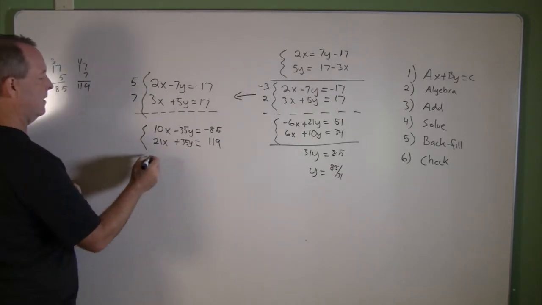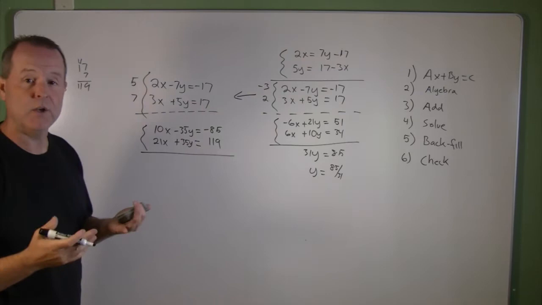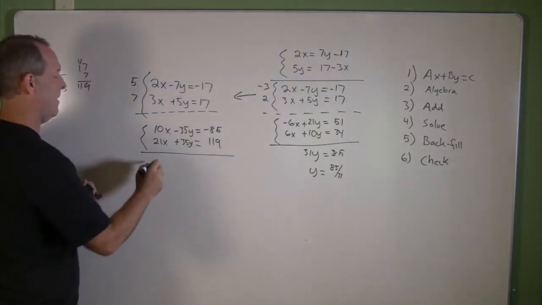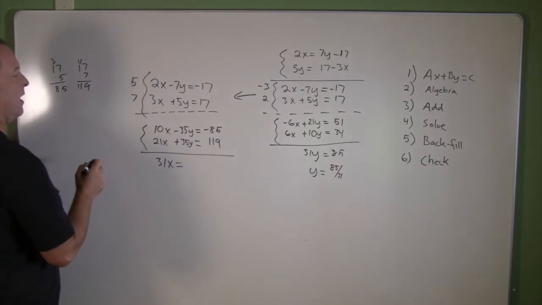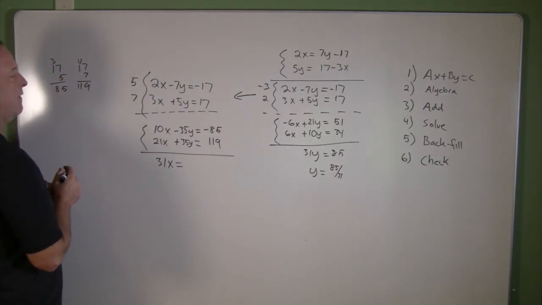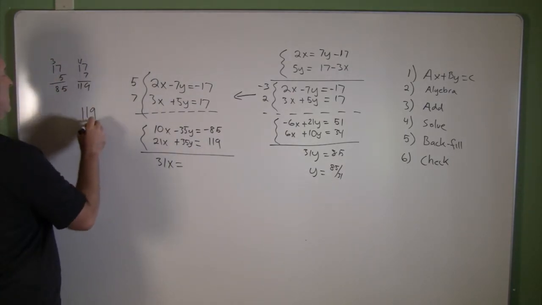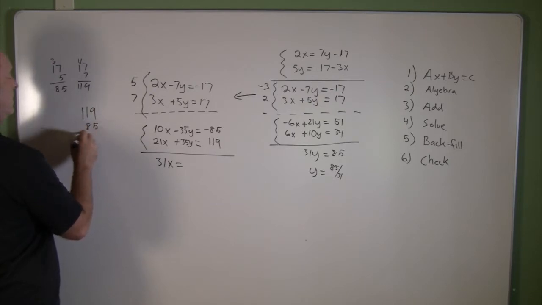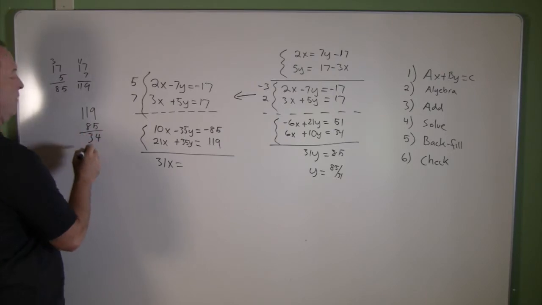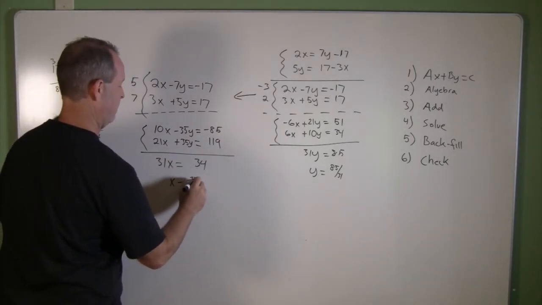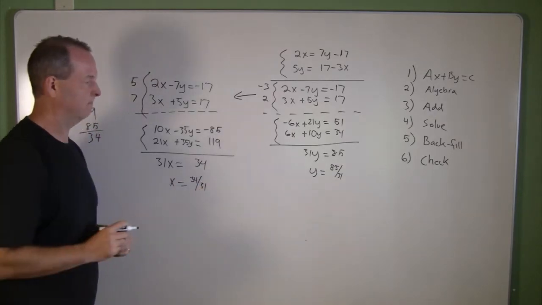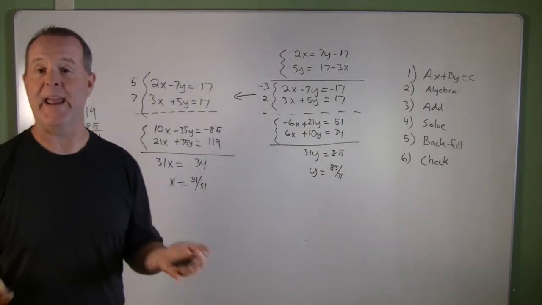And from here, I can go ahead and add. Notice that the y's are eliminated this time, so I have 31x equals 119, take away 85, or 34. X equals 34 over 31. And there's my x coordinate.